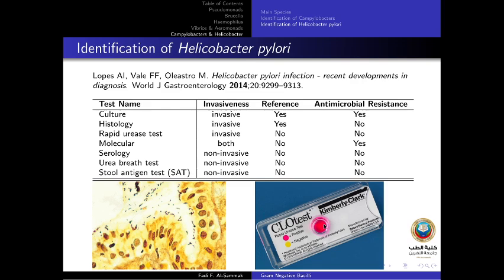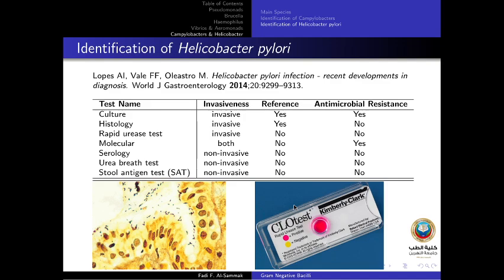Okay, now this test is the rapid urease test. It is invasive, and if it is pink, it is positive. If yellow, it means it's negative. And we have serology, the urea breath test, and the stool antigen test. All of these are non-invasive.